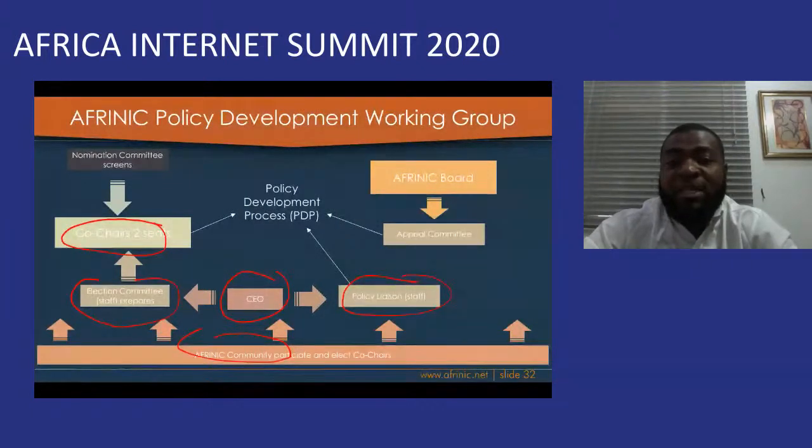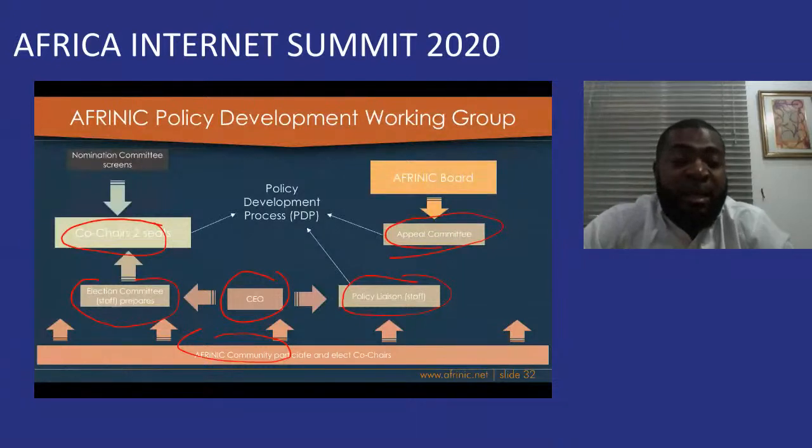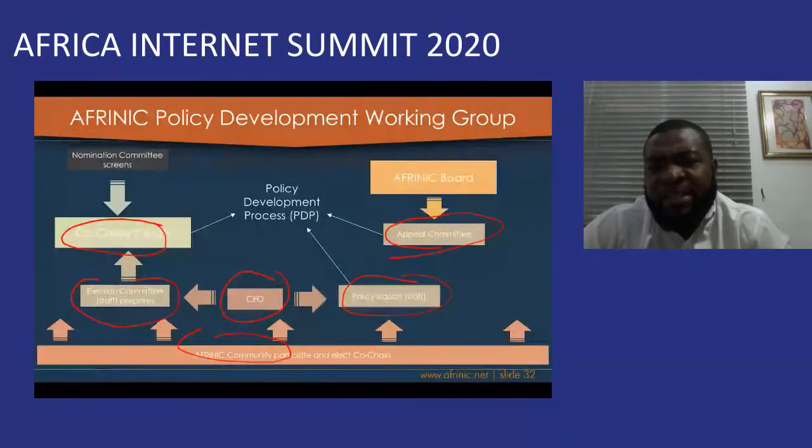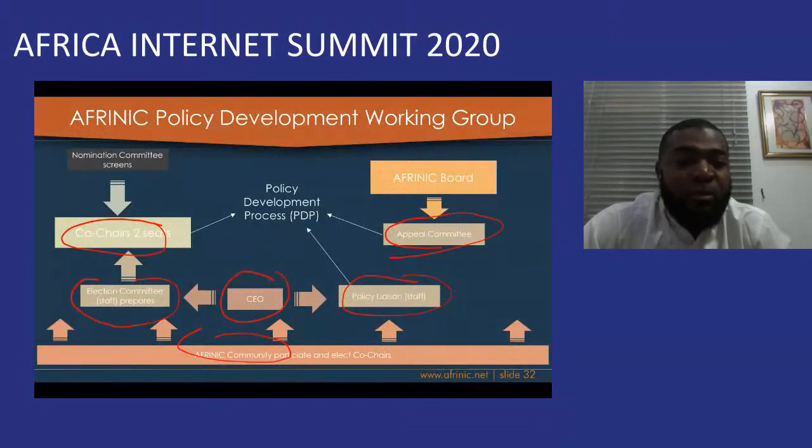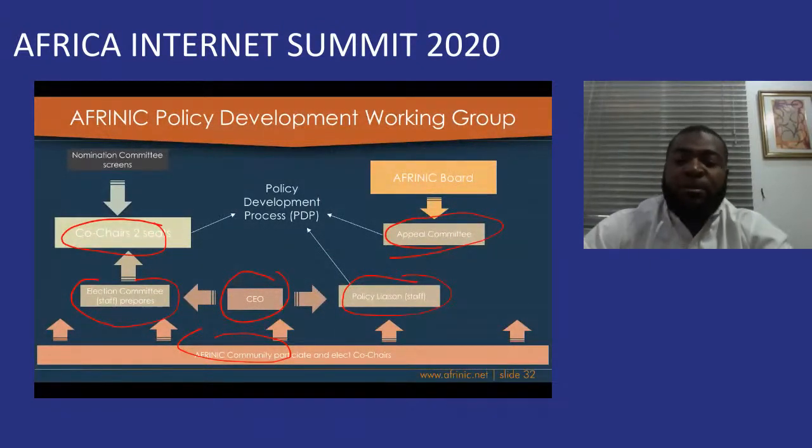We also have the appeal committee, which is appointed by the board. The appeal committee is called when a policy has been validated by the co-chairs, not by the board, and the community members want to know more about the reason why this policy has been validated by the co-chairs. So the appeal committee is there for this particular purpose.